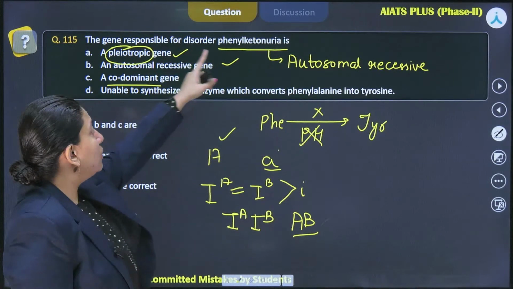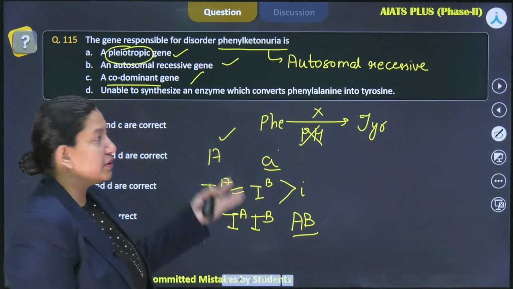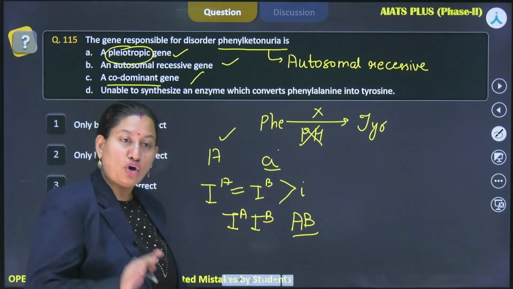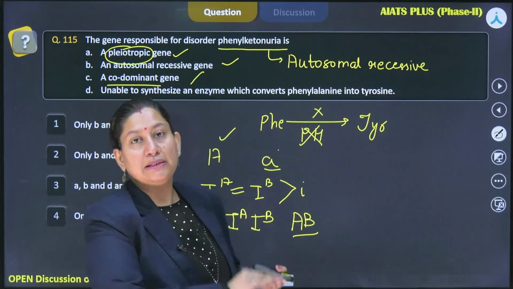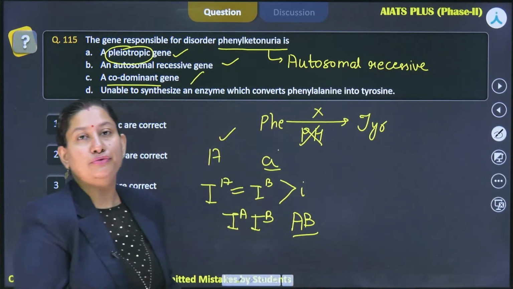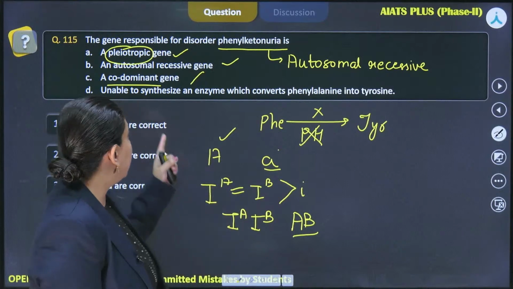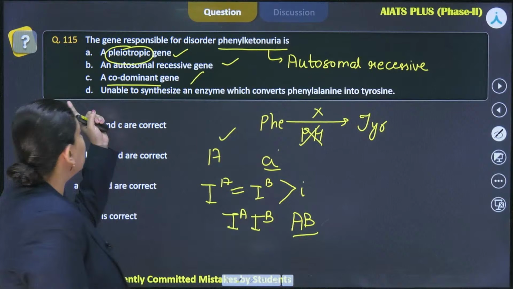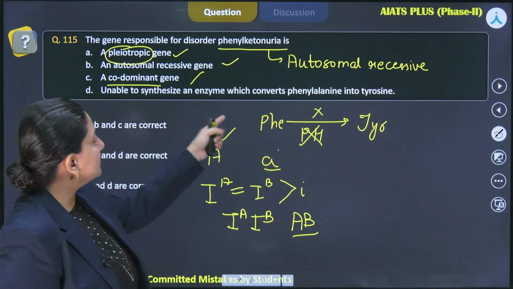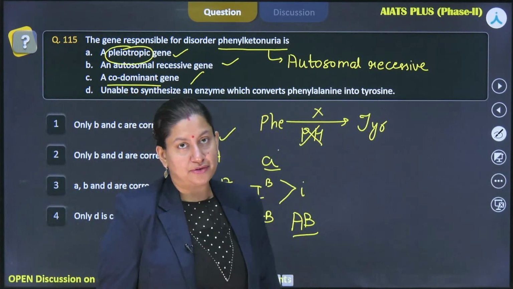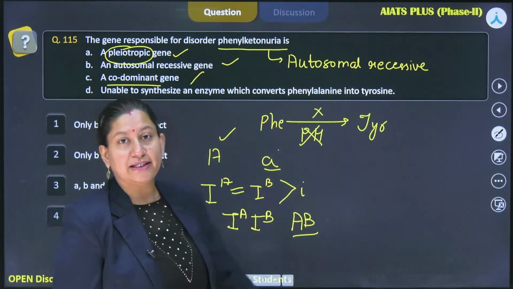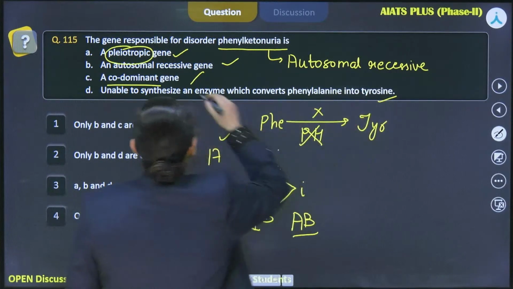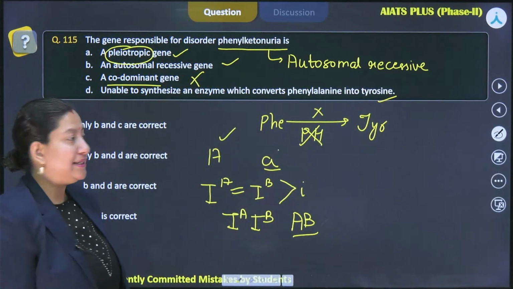So when we talk about phenylketonuria, it is showing an autosomal recessive trait. It's not a codominant one. There is a dominant allele, there is a recessive allele, and the phenylketonuria controlling gene will be the recessive one that's in the picture. Now D says unable to synthesize an enzyme which converts phenylalanine into tyrosine. As we have already discussed, this phenylalanine hydroxylase is not being found in the affected individual, right? So this is the only incorrect one, C part.